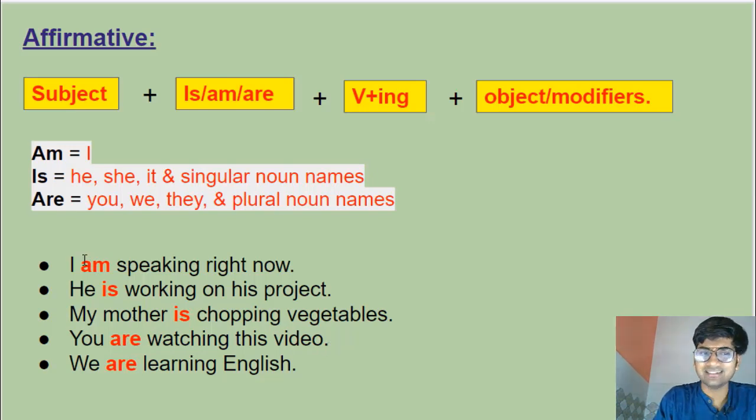So see, in all these examples, we have the subject first, followed by the to be form of a verb, which is am, is, or are, followed by the verb in the progressive tense, followed by the object or the modifier, whatever we have in a sentence, all right? So that is the affirmative sentence.